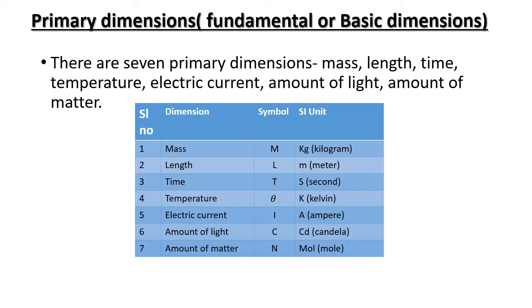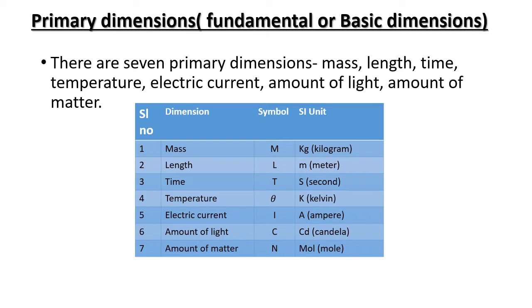There are 7 primary dimensions. We also call them fundamental or basic dimensions, namely mass, length, time, temperature, electric current, amount of light, and amount of matter. The symbol of mass is written as M, length L, time T, and temperature as theta.